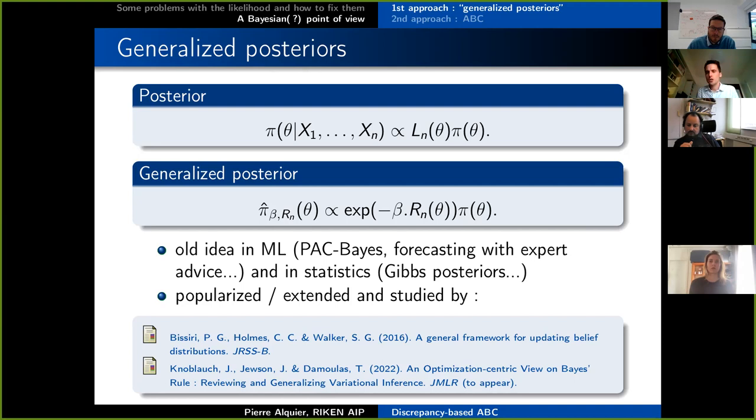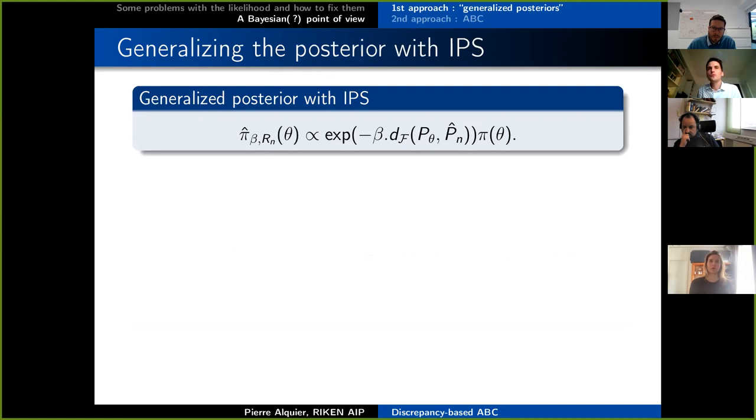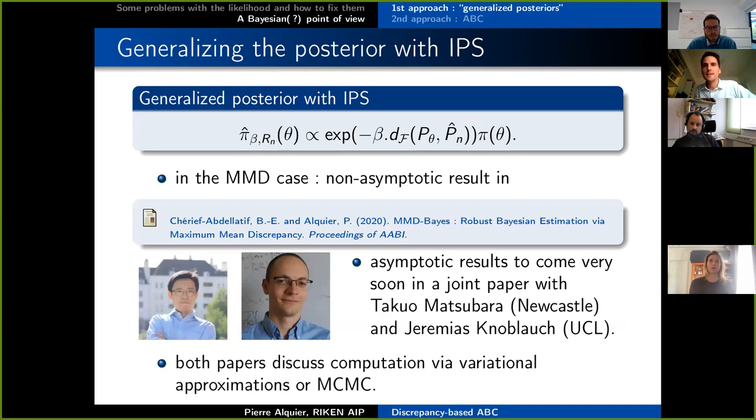And indeed, so we proposed first to do it. So I just wanted to mention the reference actually. We studied this kind of generalized Bayesian approach again with my PhD student, Badreddin. And we also have a work in progress currently with Takuo Matsubara from Newcastle and Jeremias Knobloch from University College London to study the asymptotics of this, like Bernstein-von Mises, etc. It's not 100% ready, but hopefully the preprint should be available in a few weeks.